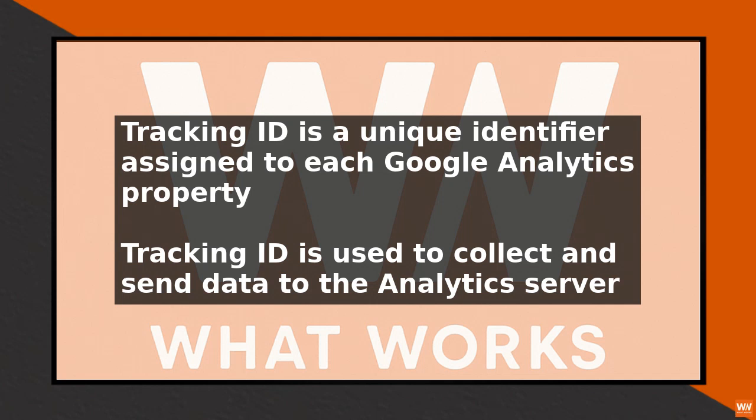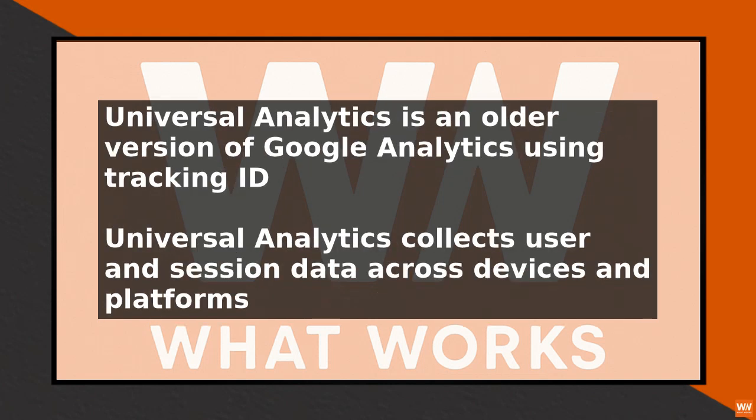To compare the two, start by understanding that Universal Analytics relies on the tracking ID to function. The key differences between the tracking ID and Universal Analytics lie in the scope of data collection and analysis. The tracking ID is simply a unique identifier, while Universal Analytics is a full-fledged analytics platform that uses the tracking ID to collect and analyze data.